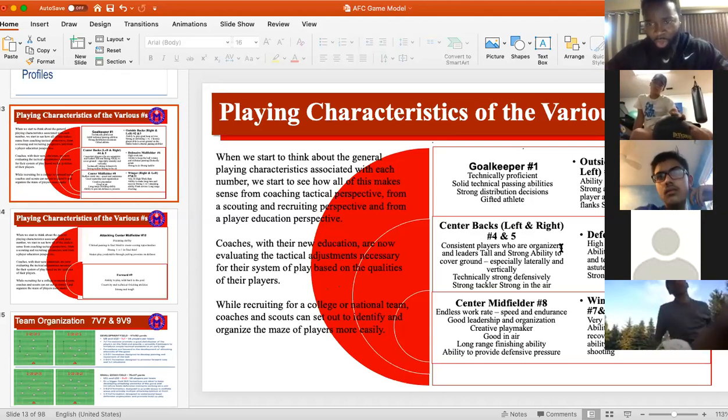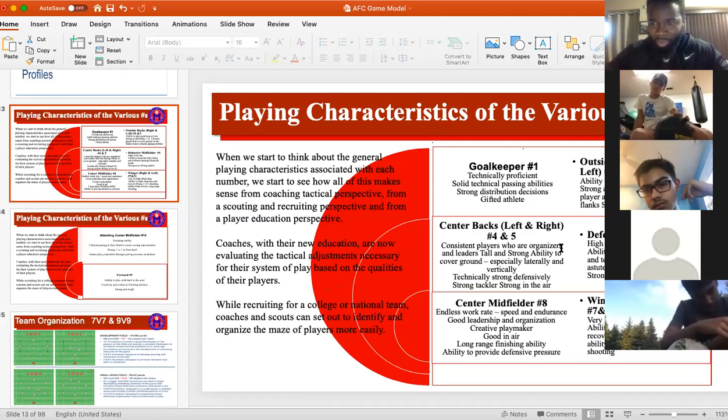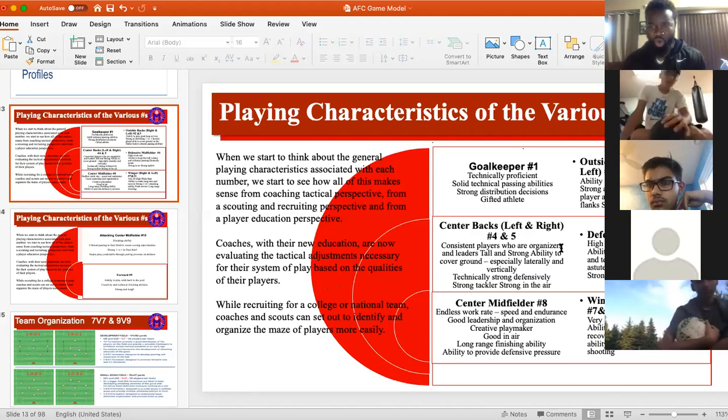Defensive midfield, you should work very, very hard at a high rate. You should have the ability to keep possession of the ball. You should have good vision. You should have technical passing abilities. Tactically, you should understand the game. You should know where to be at all times. You should have good awareness of the area. You should be strong in the air. You should be a strong tackler on the ground.